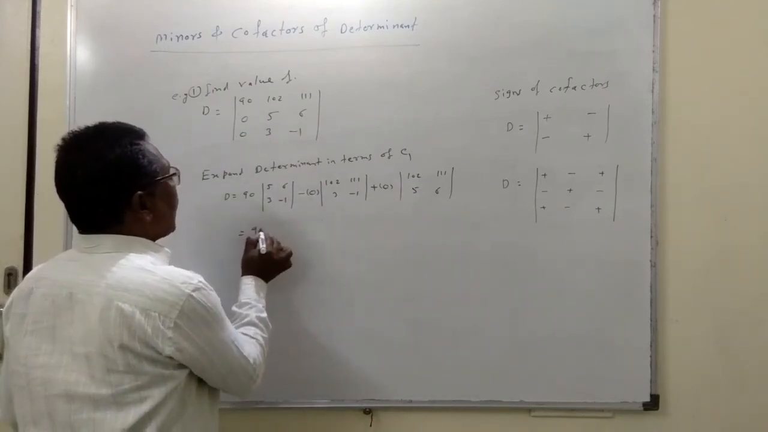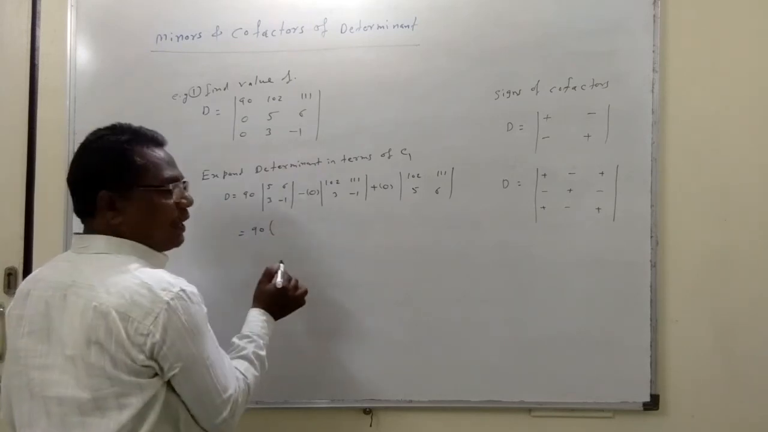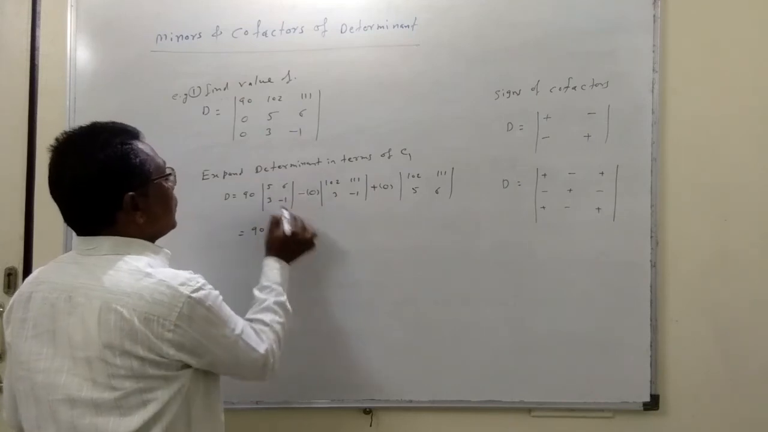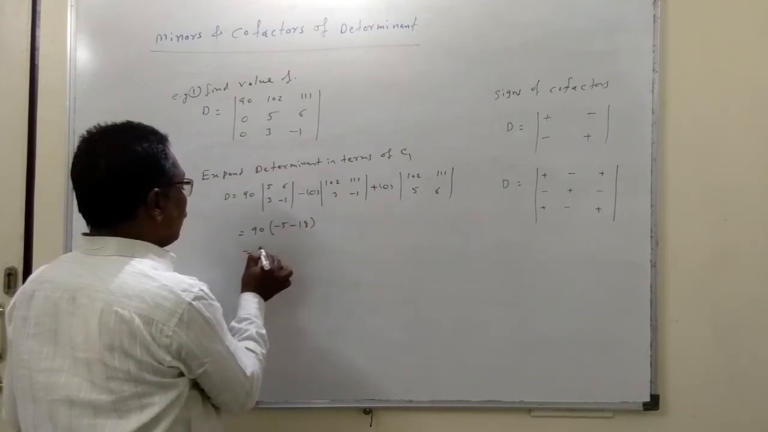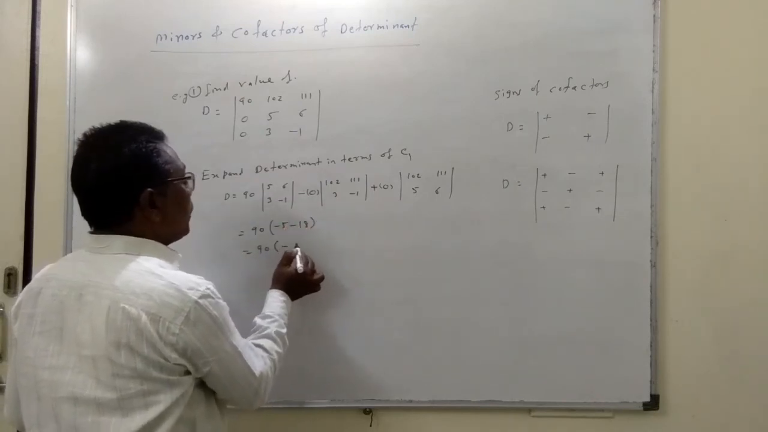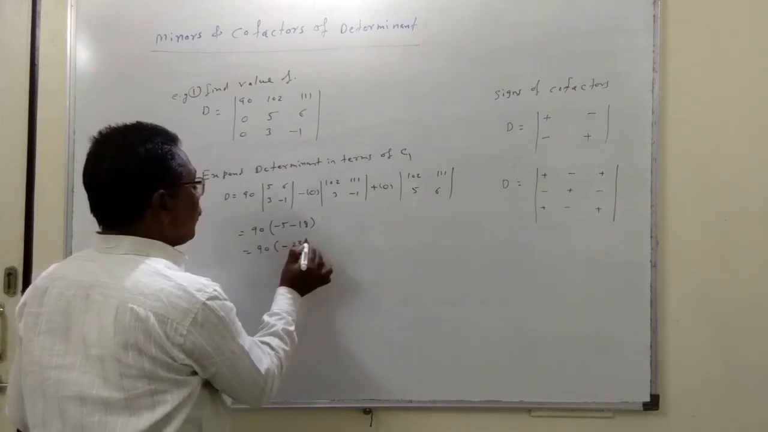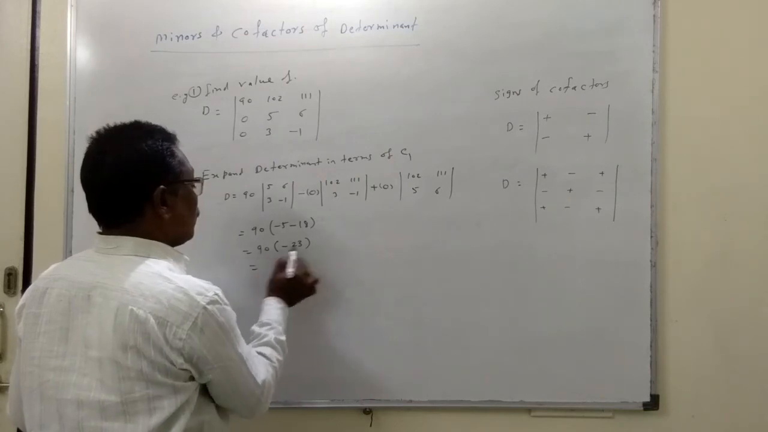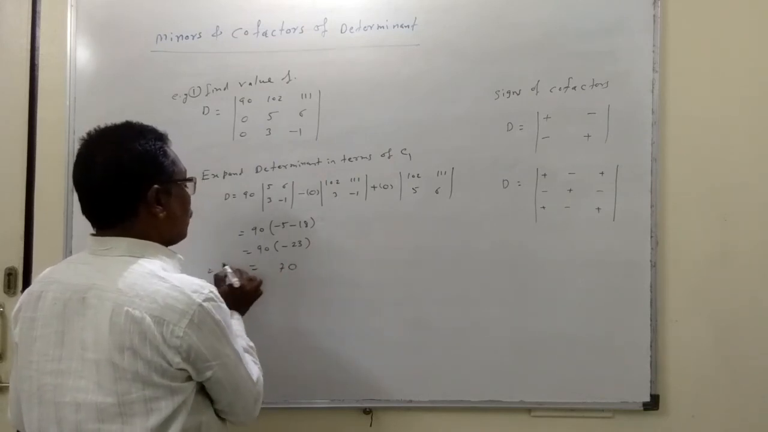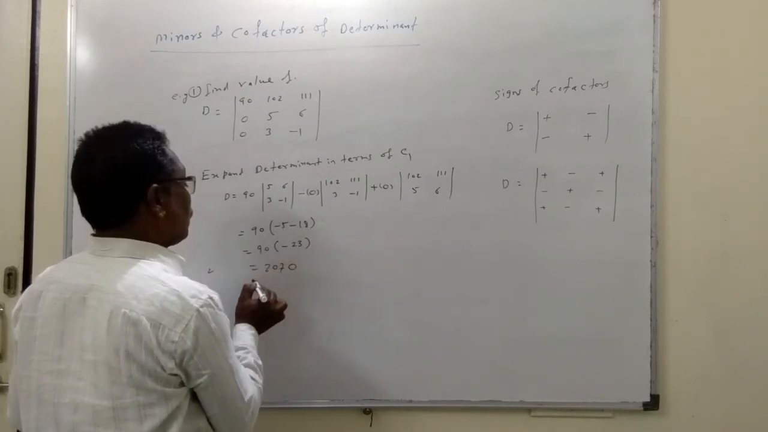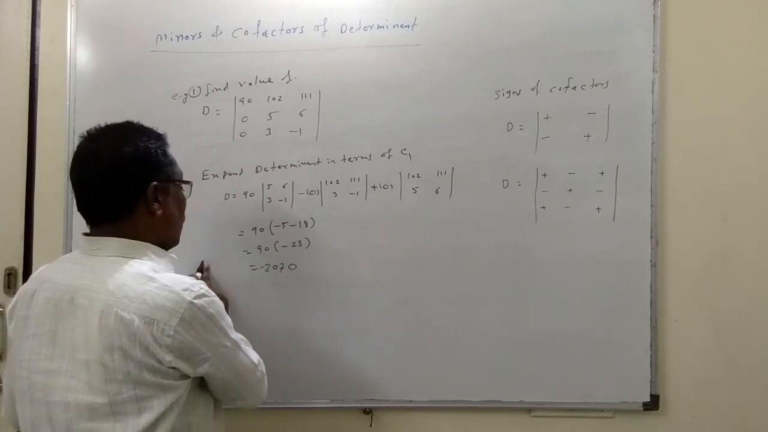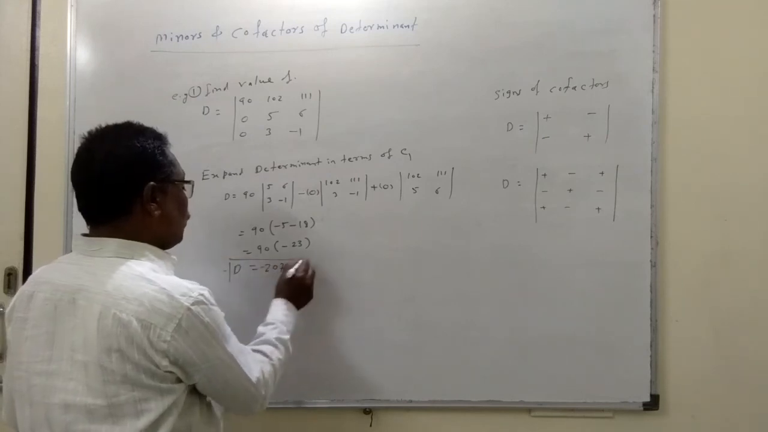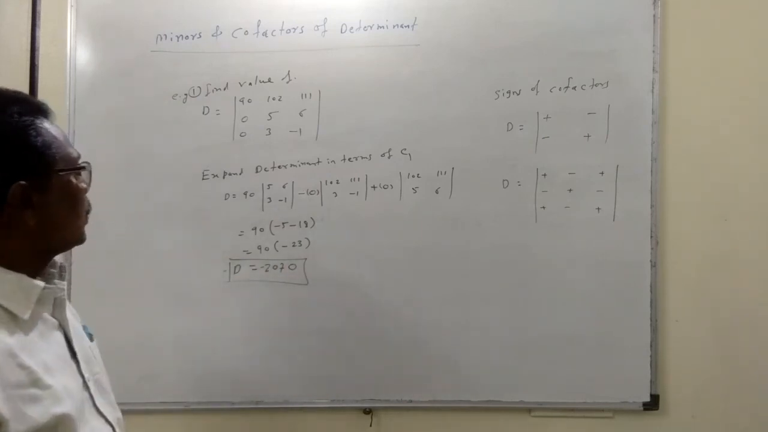So this is equal to 90. Now solve this determinant of order 2. 5 into minus 1 is minus 5, minus 18. So that is equal to 90 into minus 23. So D is equal to, we get the value minus 2070.